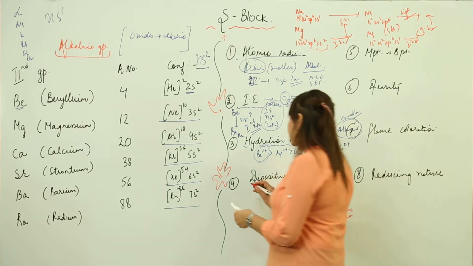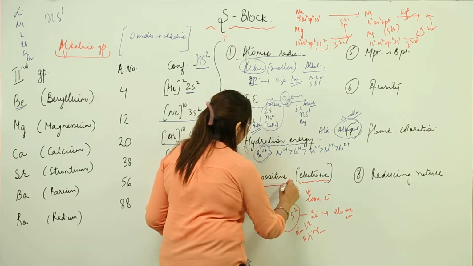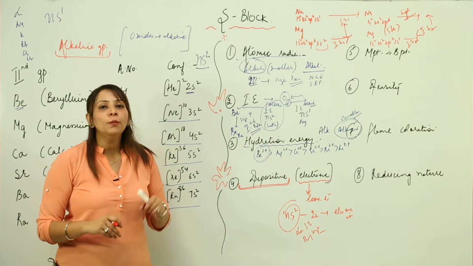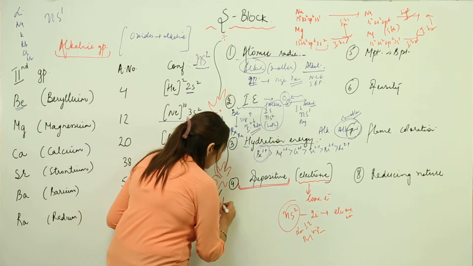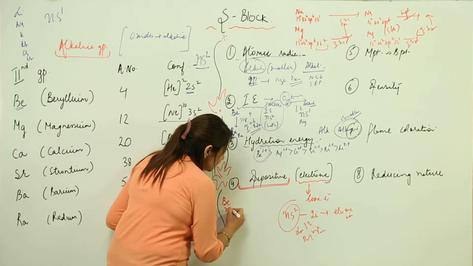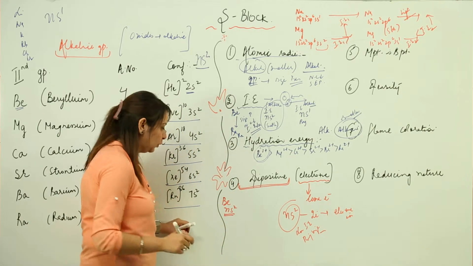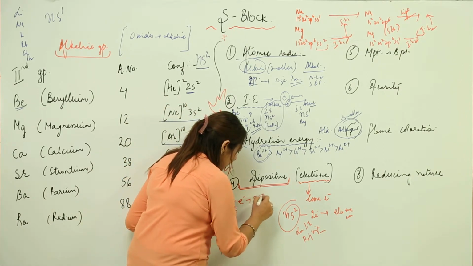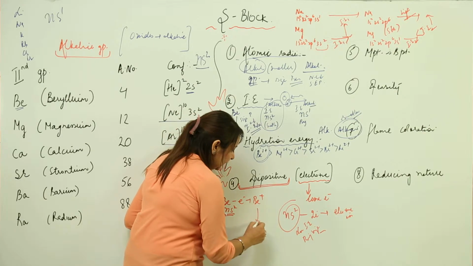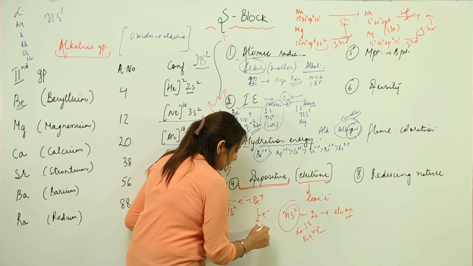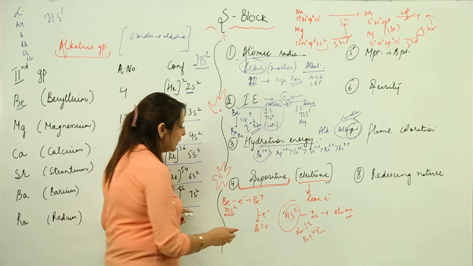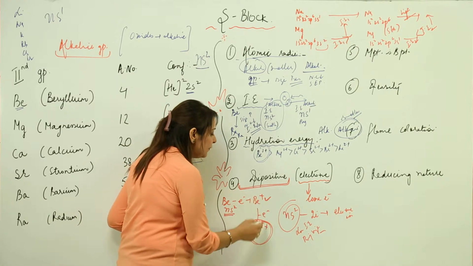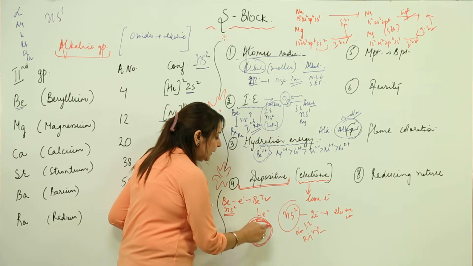Now we will see whether they have the tendency to form a dipositive ion or a monopositive ion. Suppose I have beryllium. We know that it has 2 electrons in the s orbital. So it will lose 1 electron and form a positive ion, and if it loses one more, it will form the Be2+ ion. So we have seen that they have more ability to form dipositive ions instead of monopositive ions.